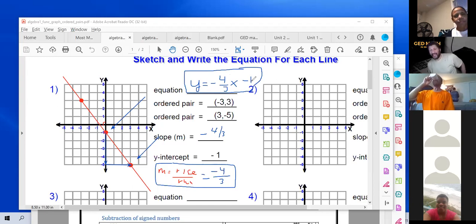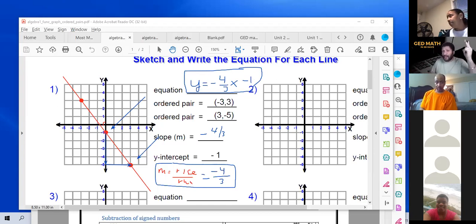If you can understand these problems here, you can do all the problems for linear equations. All of them. But what you first must understand is that you need two things for an equation of a line: you need the slope, and you need the y-intercept. In this problem, they gave us the y-intercept, so you already have a point. They gave you two other points.